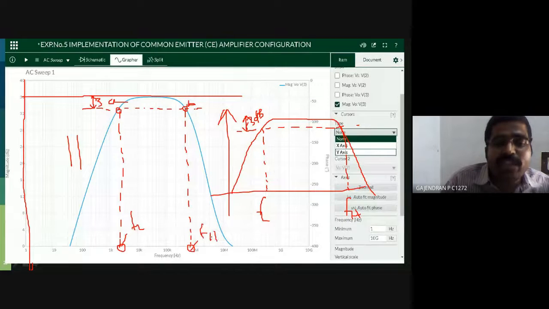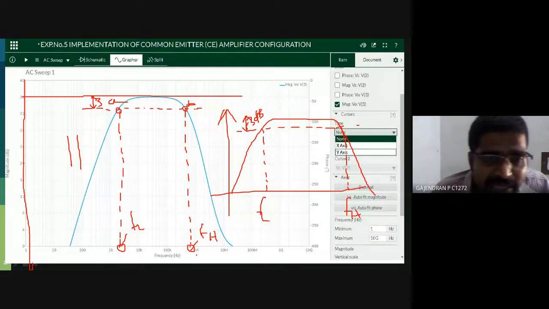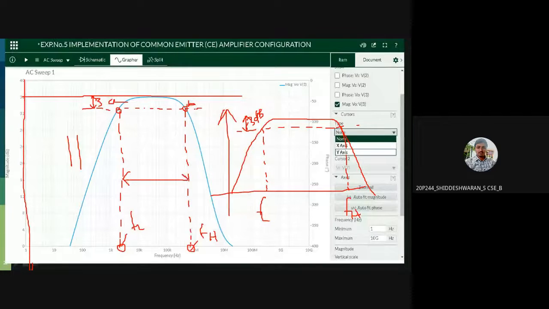Can anyone tell me what the bandwidth is? How will you calculate the bandwidth then? Bandwidth is the higher cutoff frequency minus the lower cutoff frequency.